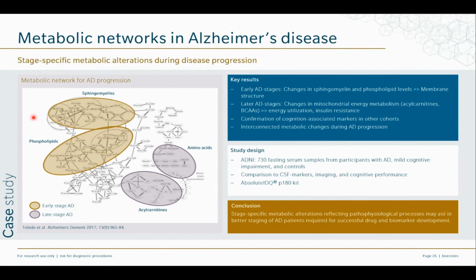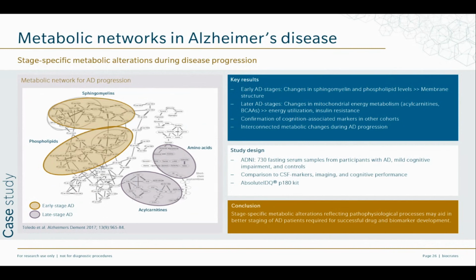In early stages of Alzheimer's disease, mainly phospholipids and sphingomyelins are altered, whereas in later stages, it is primarily amino acids and acylcarnitines that are affected. And again, these alterations also reflect pathophysiological processes that are specific to the disease stage. The changes in sphingomyelins and phospholipids are related to alterations of the cell membrane structure in early stages, whereas the changes in amino acids and acylcarnitines may reflect defects in the mitochondrial energy metabolism.